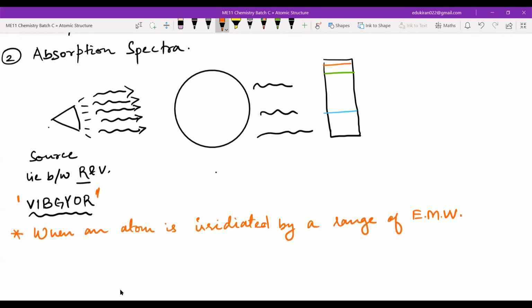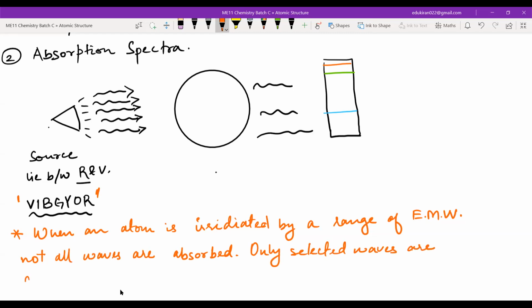When an atom is irradiated by a range of electromagnetic waves, not all waves are absorbed. Only selected waves are absorbed, and the rest are transmitted. Okay, and the rest are transmitted.